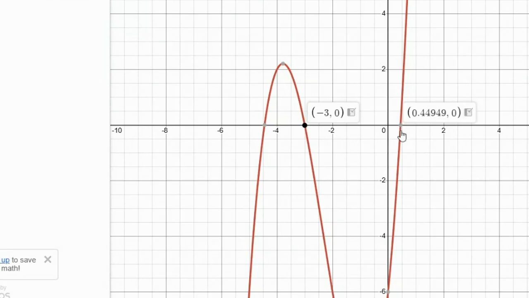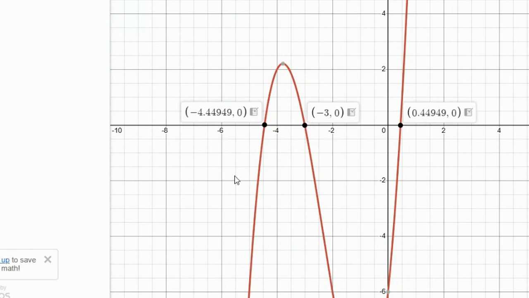If we look over here on the positive numbers, 0.44949, and that's rounded. It keeps going. It's not a rational number. It's an irrational number, but it is a positive root. So Descartes tells us, yeah, there is a positive one and there's two negative ones. But look, this one also is not a rational number. So the only one we could find with the rational root theorem was negative 3.